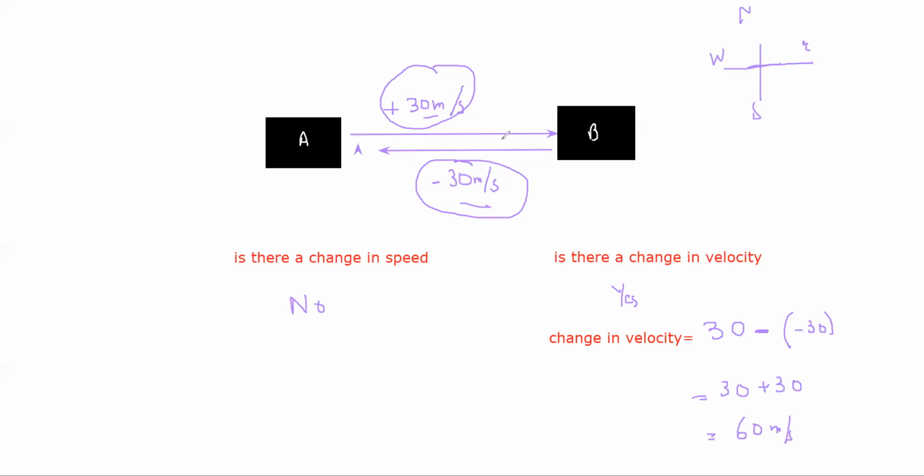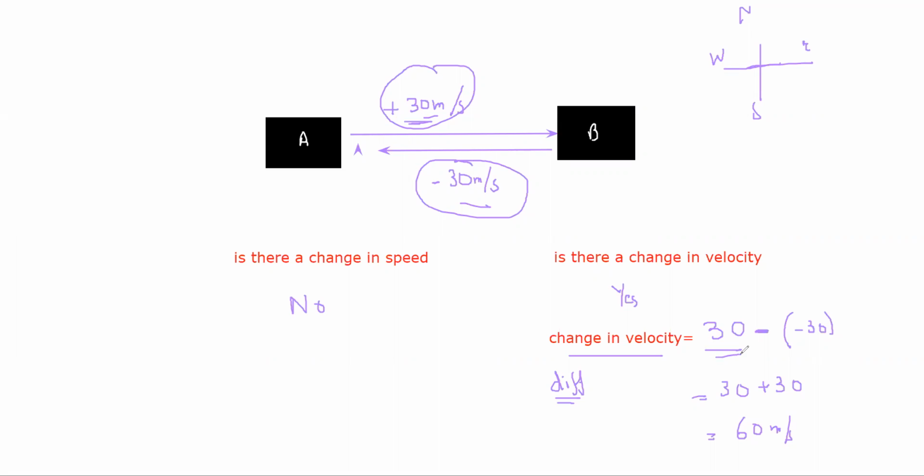Yes, Abdul Rahman? Sir, I didn't understand the change in the velocity. Yeah, the term change means the difference. I want to take the difference of the two velocities. So how do we take a difference? We take the difference by subtracting the two values, one value subtracted from the other. So what is the first value of velocity? It's 30. That's why I put 30.